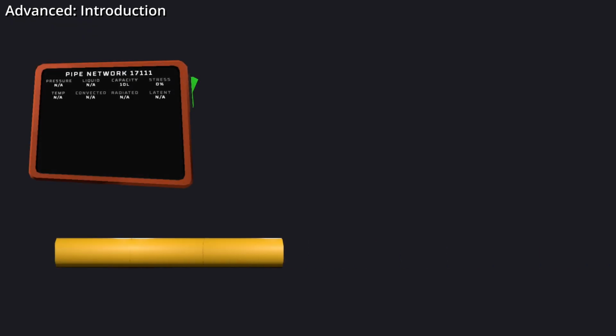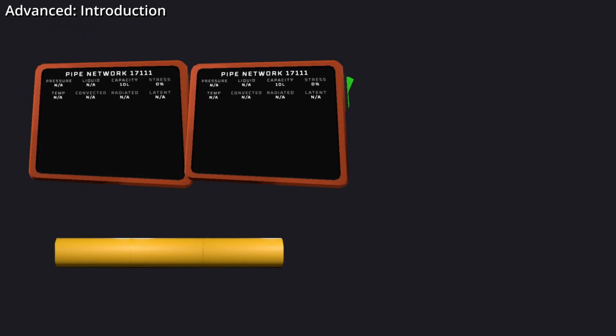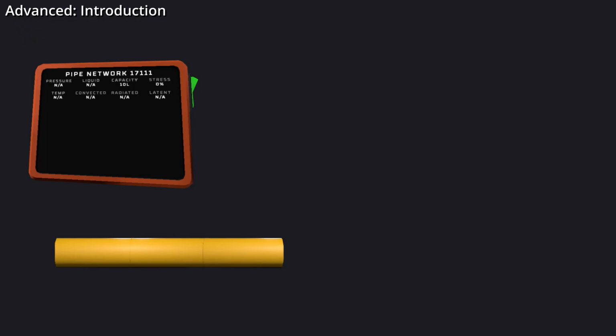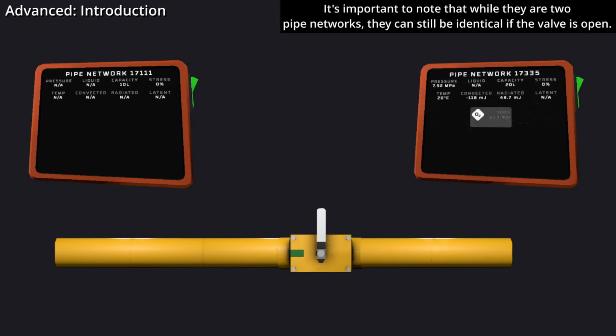First, it's important to visualize how pipe networks work. When you place a pipe, a network is created. No matter how long the pipe is, the contents will always be the same as any other directly attached pipes. However, once you introduce any component between pipes, it will separate that network into 2. So even if you have an open valve between 2 pipes, this creates 2 distinct pipe networks.